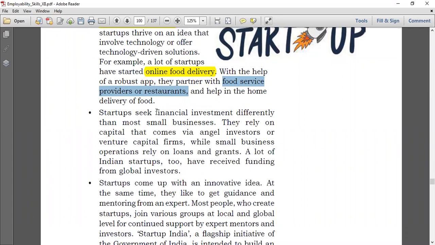Then it seeks financial investments differently than most small businesses. They rely on capital that comes via angel investors and venture capital firms, while small business operations rely on loans and grants. So small businesses rely on loans and grants, and the startups rely on investors.